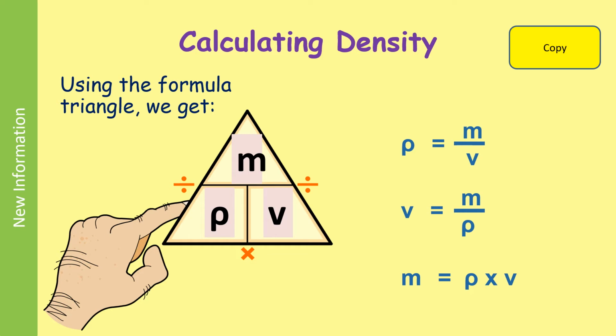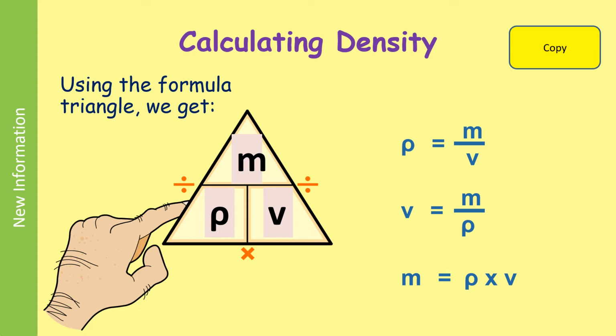So if we know the mass and the volume, we can work out density. But it's also important to remember that as long as we know two of these things, we can work out the other just by rearranging the formula. So here, if we know the mass and the density, we can work out the volume. If we know the density and the volume, we can work out the mass.